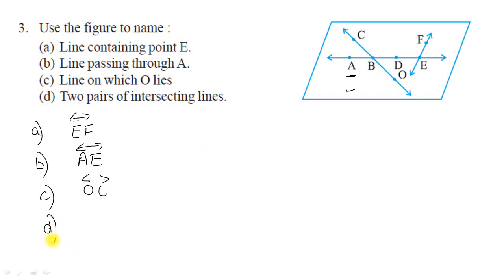Now let's see the D part. You need to name two pairs of intersecting lines. So intersecting lines, you need to tell here two pairs of intersecting lines. The first pair of intersecting lines is, if I am considering this line and this. So this is AD, or you can say AE, and this is CO. So the first pair is AE and CO.